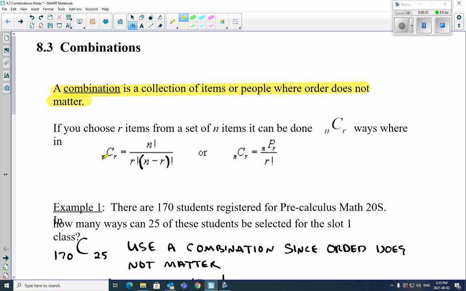N choose R. We had N over R, and then N minus R, N factorial and N minus R factorial. The only thing we've added here is this extra piece here, okay? So let's just do it by example.